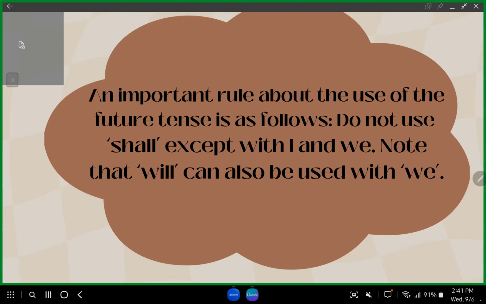So shall has to be used with only I and we. So if you make a mistake and say they shall, it is totally wrong. You have to say they will, or it will, not it shall. It will.